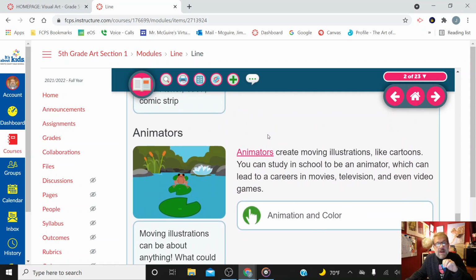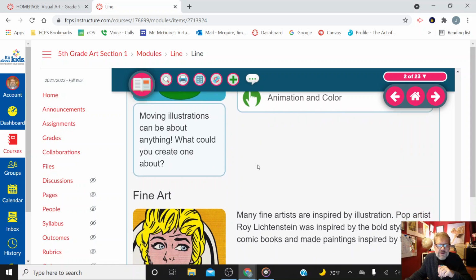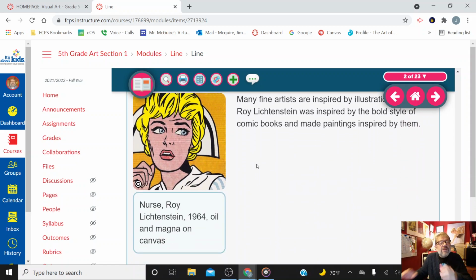Animators create animations, which are just moving pictures, moving images. So we can think about cartoons, movies, advertisements, lots of different things use animation. And then there's those fine artists, artists that create fine art that's designed to be put on the wall, to hang in galleries, and that sort of thing.